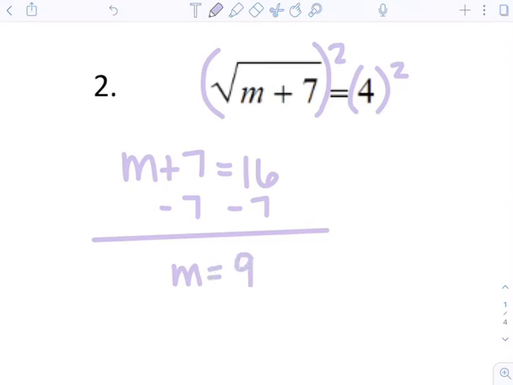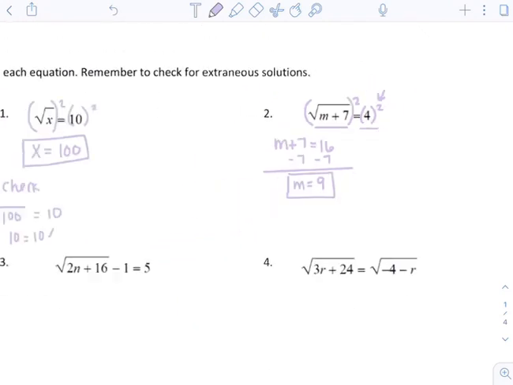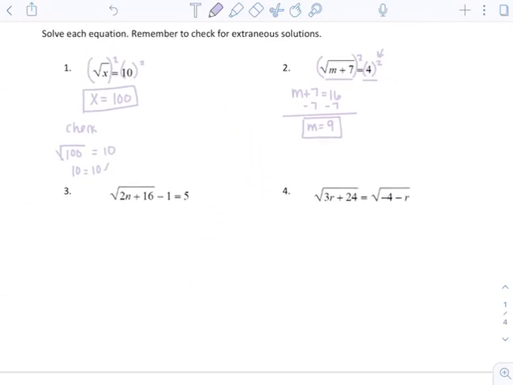Now to check, just ask yourself, is my radical all by itself, and is it equal to a positive number? If I don't have an m on this side and it equals a positive number, then I'm okay. No matter what, I'm going to get an answer when m equals 9. And I'll show you again what that looks like in these other examples.